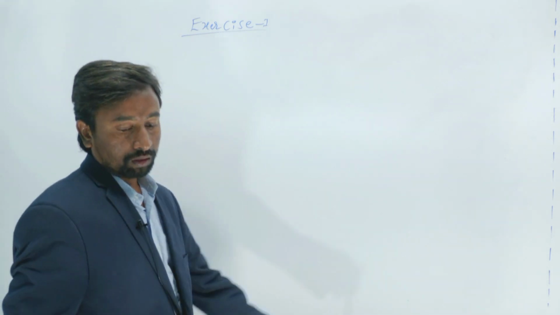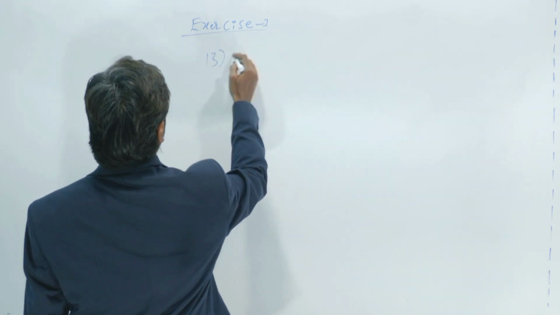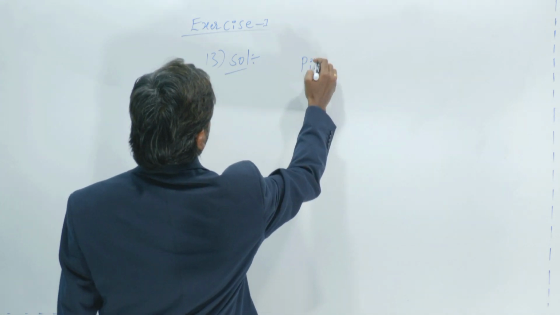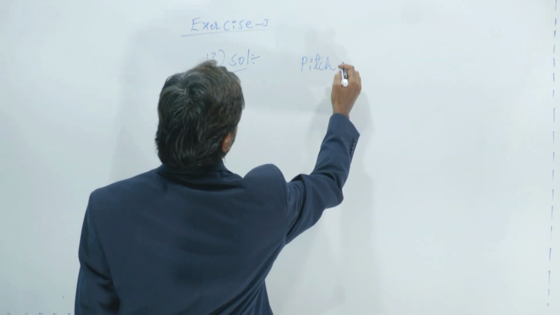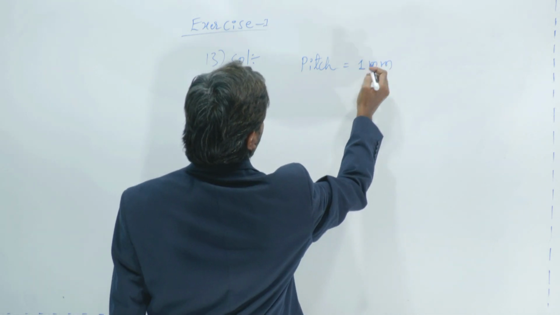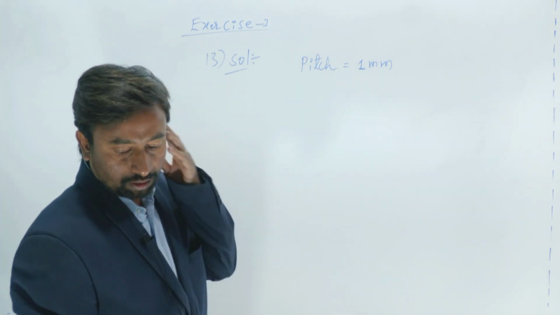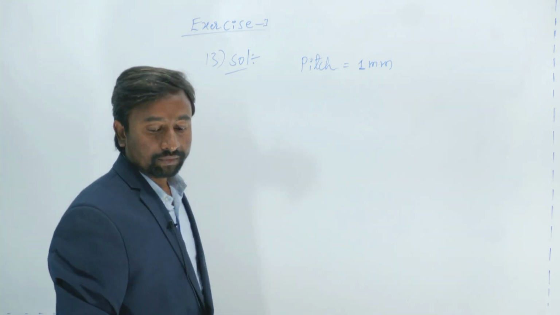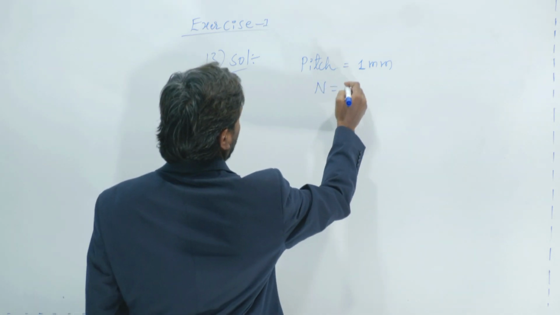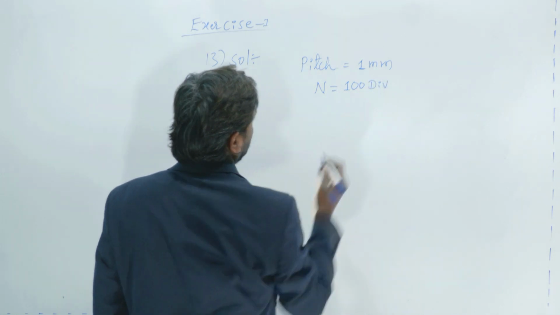The pitch of the screw gauge is 1 mm. So here in the 13th one, the pitch is given. The pitch of the screw gauge is 1 mm. And there are 100 divisions on the circular scale, so capital N is 100 divisions.